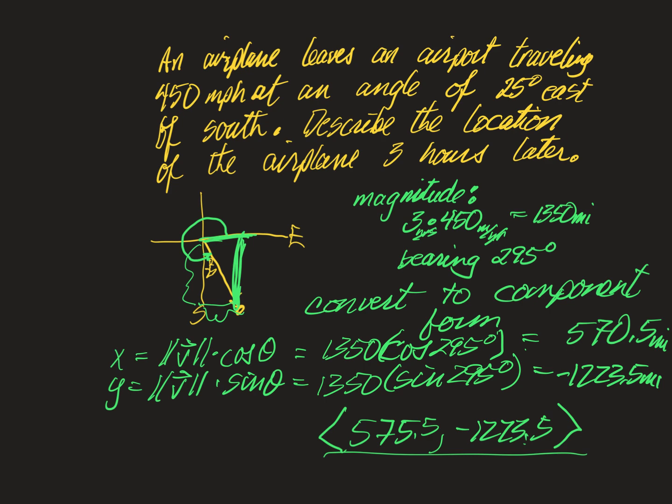Or you could think of it in terms of this one, we're 1,350 miles at a 295-degree bearing. All right? So that's what you want to do. You want to find the location based on both of those. All right?